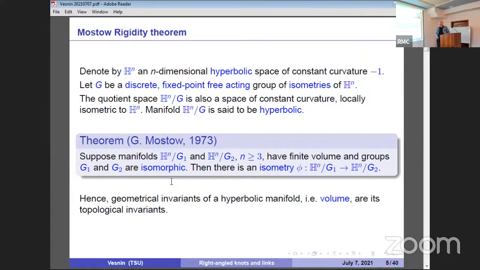So why is it so important? Because of the Mostow rigidity theorem. If you have two hyperbolic manifolds, and if there is an isomorphism between their fundamental groups, then the theorem says that there is an isometry between these manifolds. So, as a corollary, we immediately obtain that any geometric invariant of these manifolds is also a topological invariant. Particularly, I will be interested in the volume of these manifolds. And I am going to consider knot complements as three-dimensional hyperbolic manifolds and consider the volume of these manifolds as a topological invariant of knots.